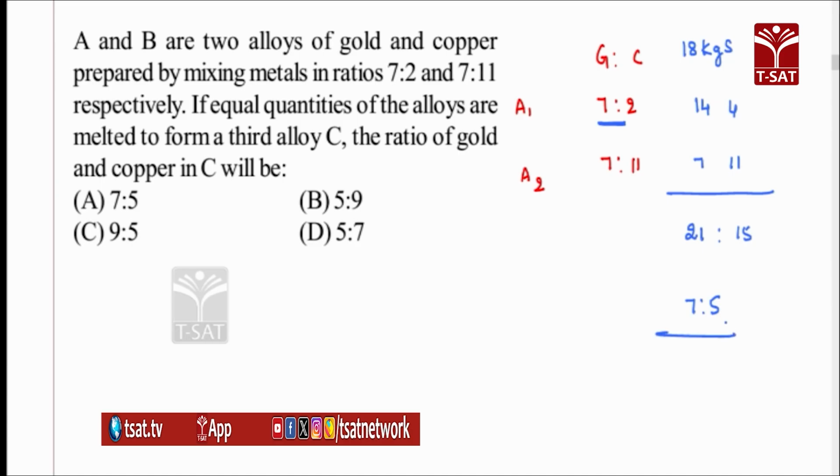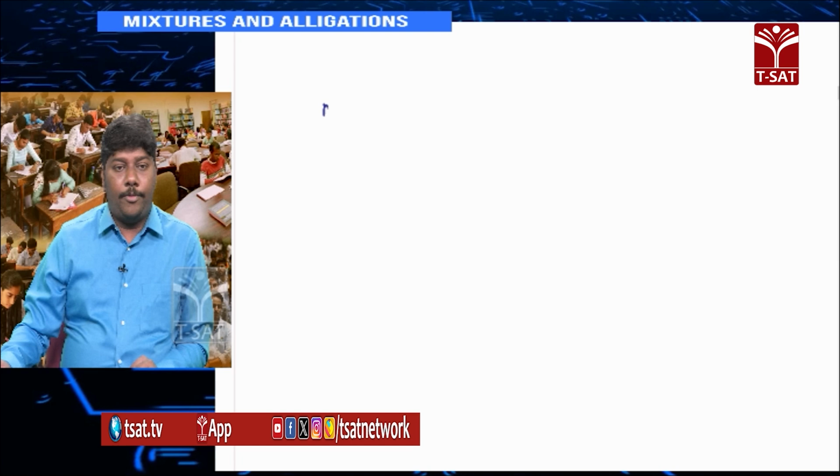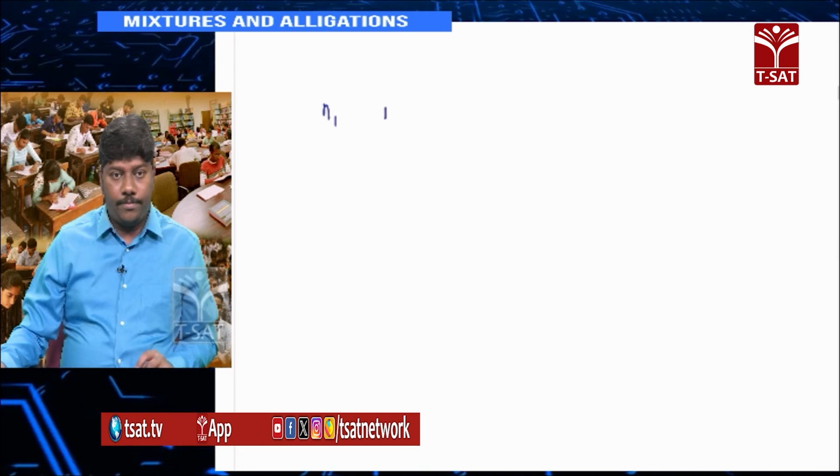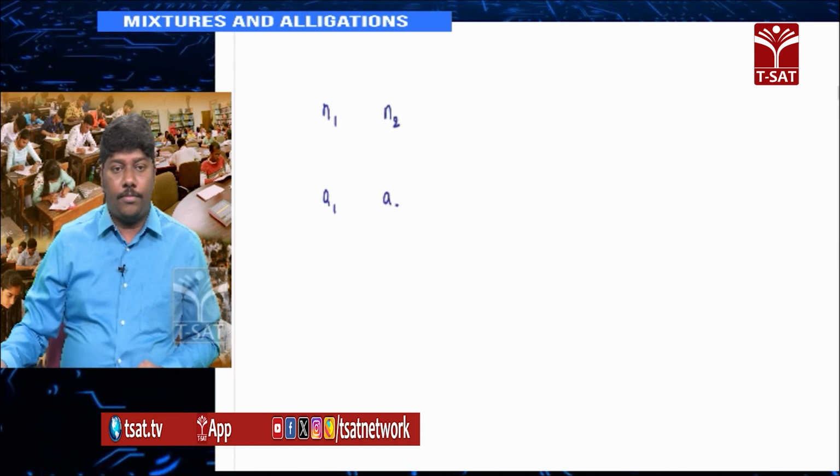You can use the formula (N1A1 + N2A2) / (N1 + N2). When they say equal quantities, you can also take it by using values. Values will only work when they say equal quantities. If they ask you to mix them in the ratio 1:2, then this won't work. And one more thing, remember this formula N1, N2, A1, A2, capital A.